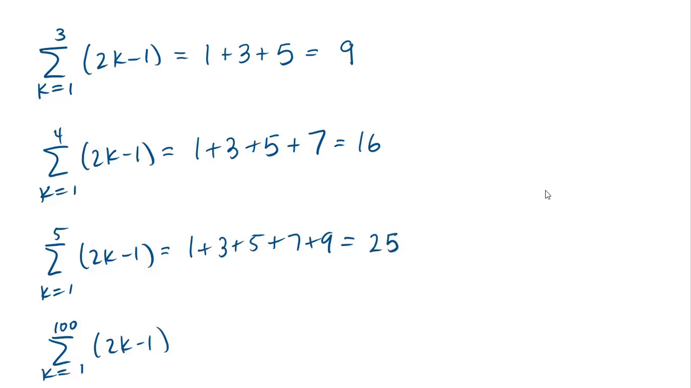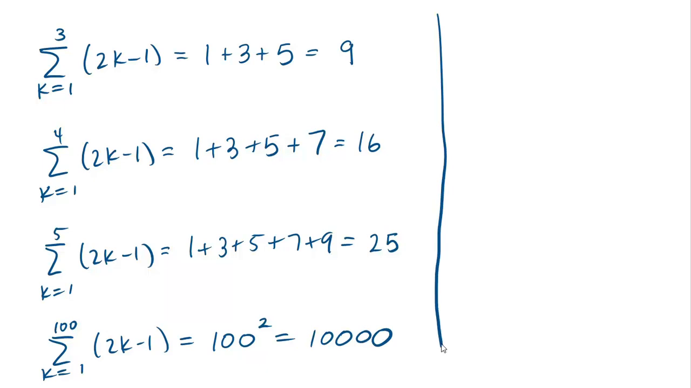Do you recognize the pattern? The answer is just the square of the number on top every time. If that pattern holds, then our guess would be that this sum is 100 squared, which is 10,000. And it turns out that that's true. We can actually write this as a general formula. The sum from k equals 1 to n of 2k minus 1 is always just n squared.